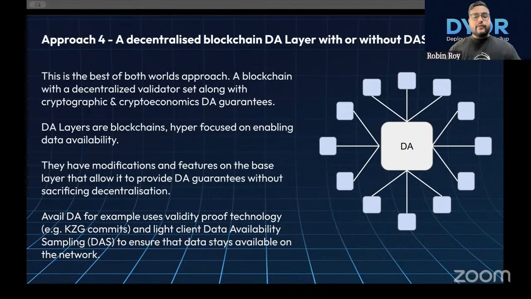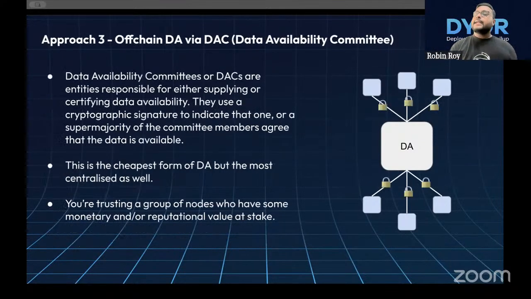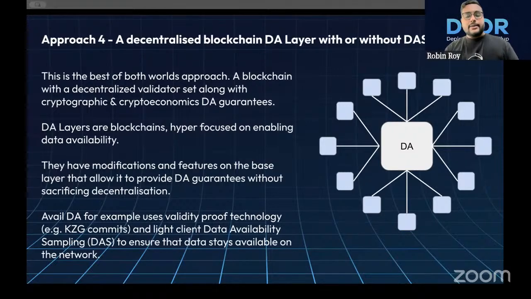In the case of Avail, it uses validity proof technology like KZG commitments and light client data availability sampling to ensure that this data is available. Essentially, we make that DA layer component more decentralized rather than having a centralized DAC, right? So hopefully all these 4 approaches make sense to all of you right now. If not, let me know.